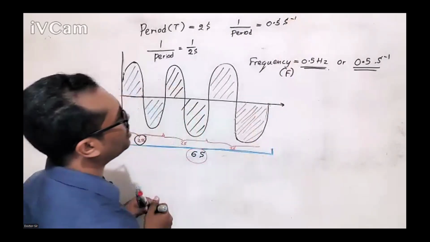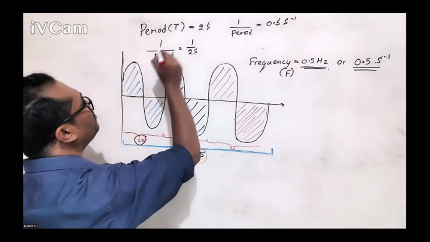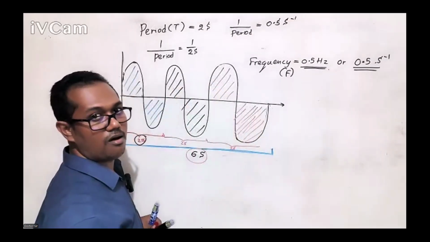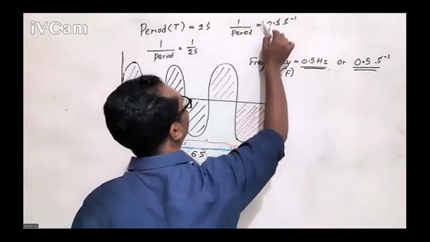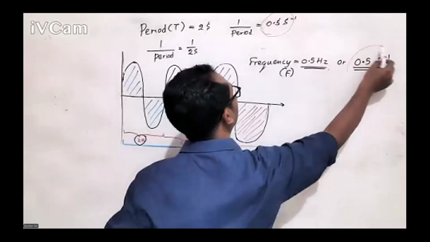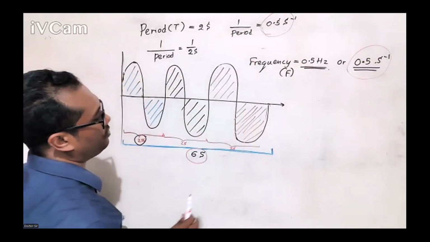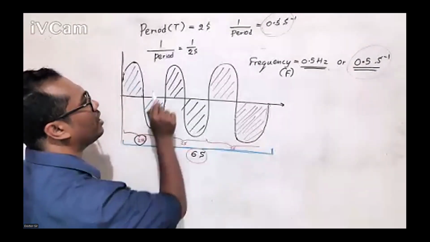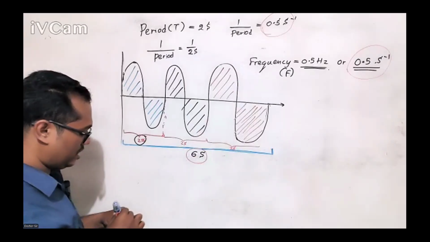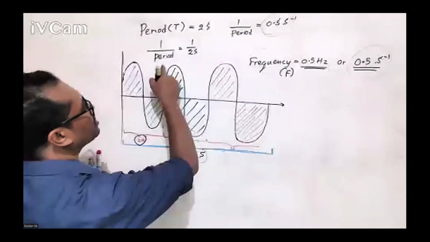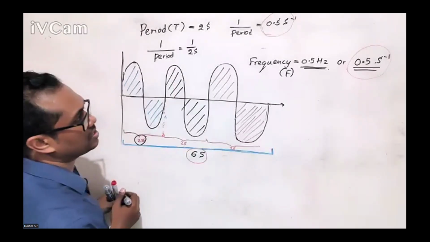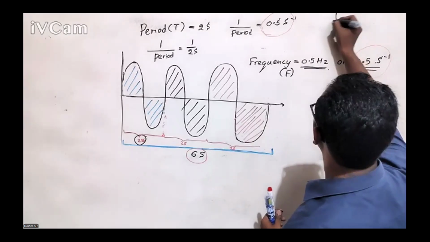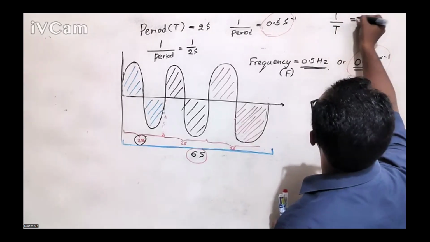So you can find out something: 1 divided by period will give the value of the frequency. So if you know the period value, you can find out the frequency easily. Period we represent by capital T, frequency is represented by F. So we can build up the theory here: 1 divided by T equals F.